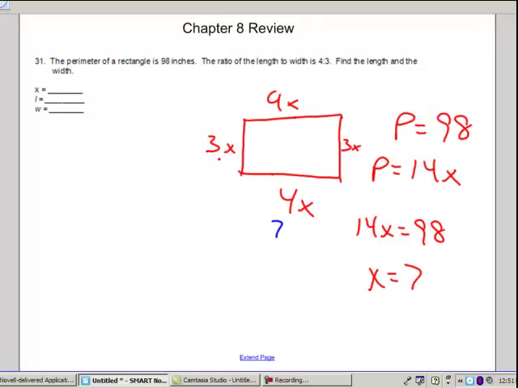Let's see if that makes sense. This would therefore be 28. This would therefore be 21. X is 7, 28, 21. 28 plus 21 is 49. Double 49 is 98, which is my perimeter.